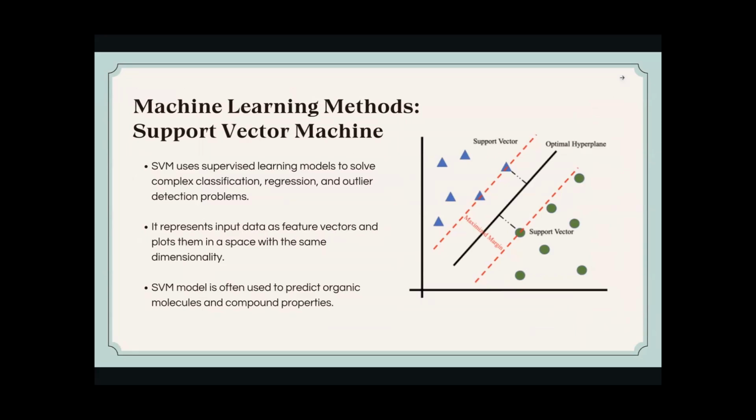The first one is the support vector machine, which is a supervised learning model to solve complex classification, regression, and outlier detection problems. It works by representing input data as feature vectors and plotting them in a space with the same dimensionality. And SVM models are often used to predict organic molecules' and compounds' properties.